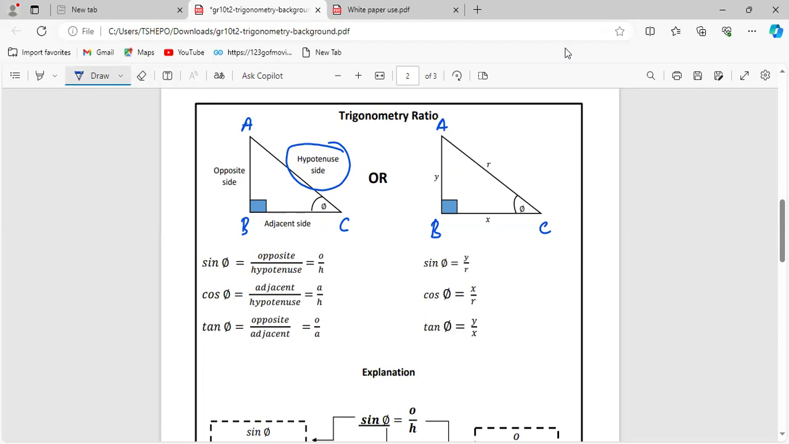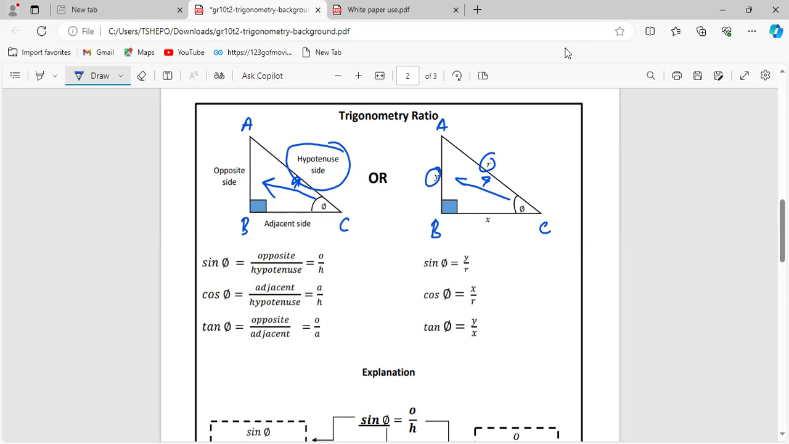When you use the sine function, you're going to say sine phi equals opposite over hypotenuse. Remember, sine phi is opposite over hypotenuse. The opposite side is this one at the top, and the hypotenuse is this one at the bottom. So when we use this triangle, sine phi is opposite over hypotenuse, which we denote as O over H. Here, using this triangle, it is Y over R. That will be our sine function.